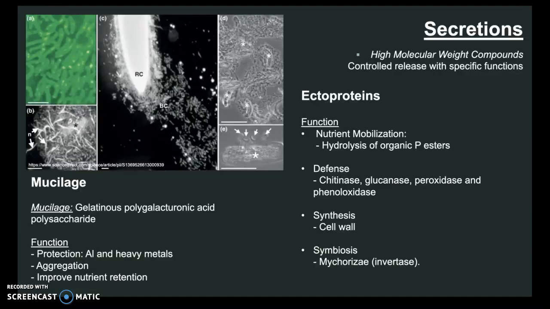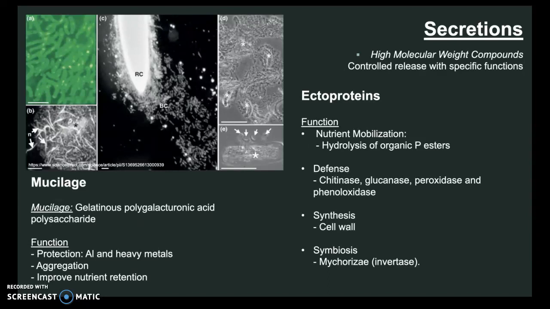High molecular weight compounds that are actively released into the rhizosphere for a specific function are referred to as secretions. Mucilage, a gelatinous polygalacturonic acid polysaccharide, protects against toxins such as aluminum and heavy metals. This substance also improves soil structure by aggregating particles. The resulting substance is referred to as mucigel, which is a mixture of mucilage, microorganisms, and soil.